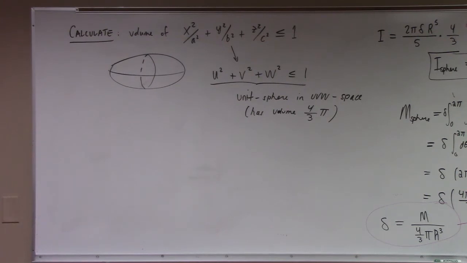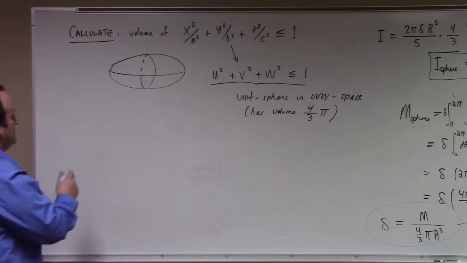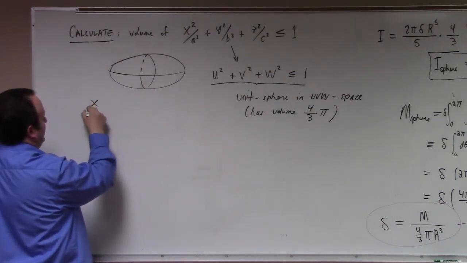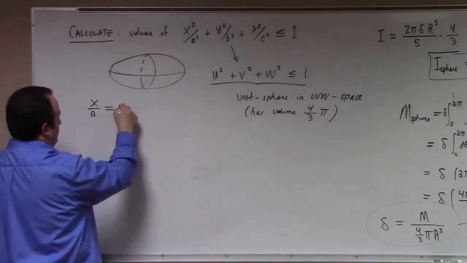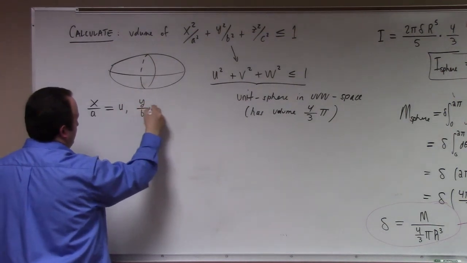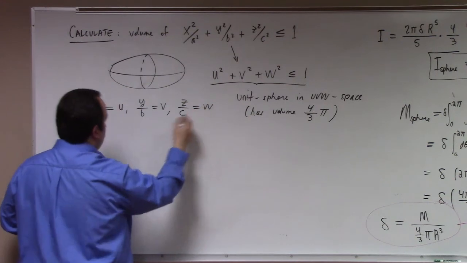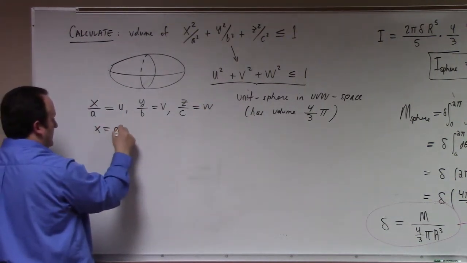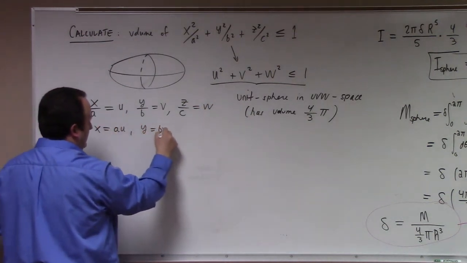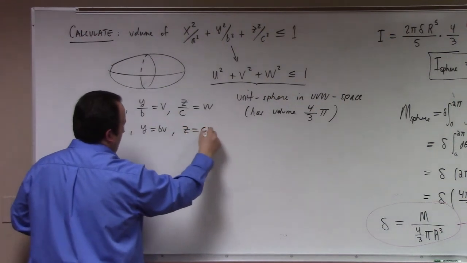So what coordinate change am I suggesting? Can you guys tell me? How about this? x over a equals u, y over b equals v, z over c equals w. So we have x is equal to au, y is equal to bv, z is equal to cw.